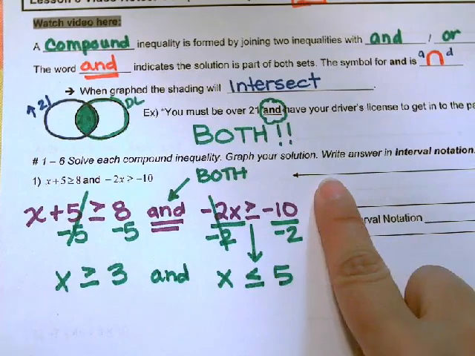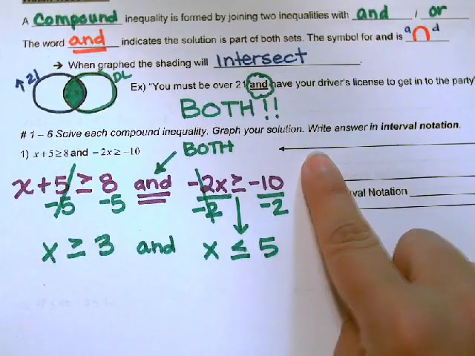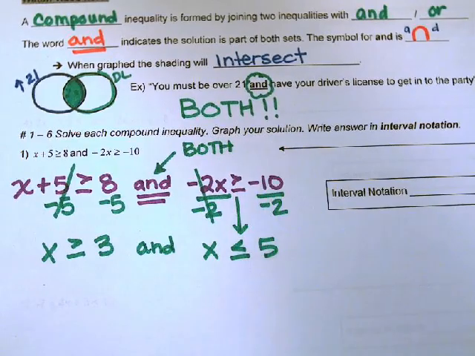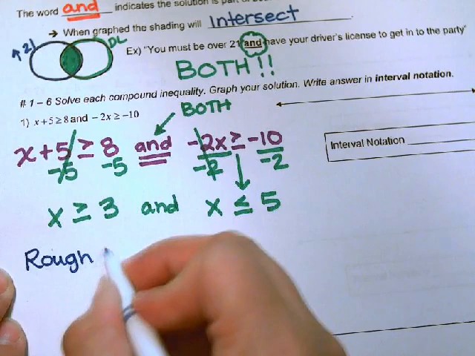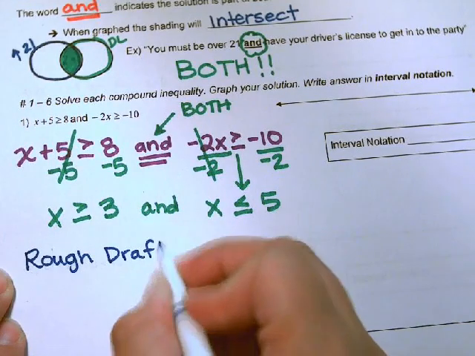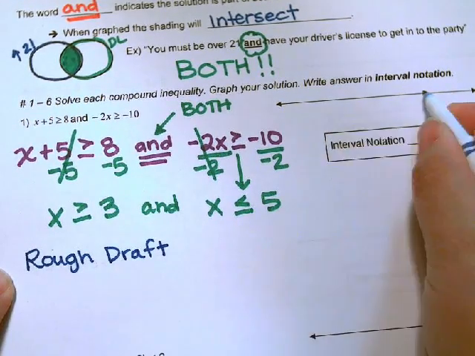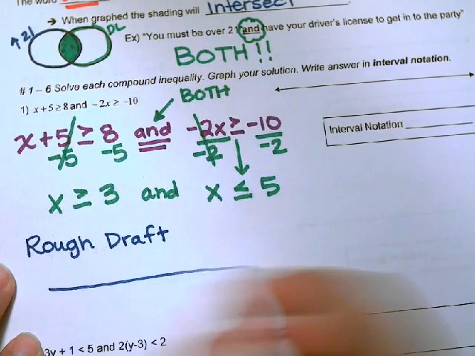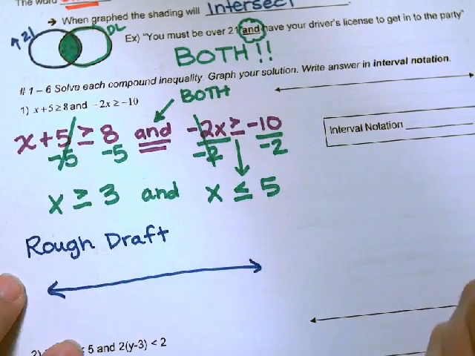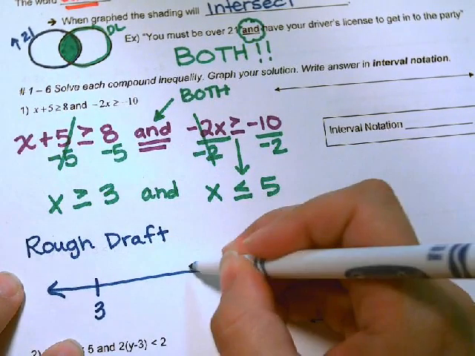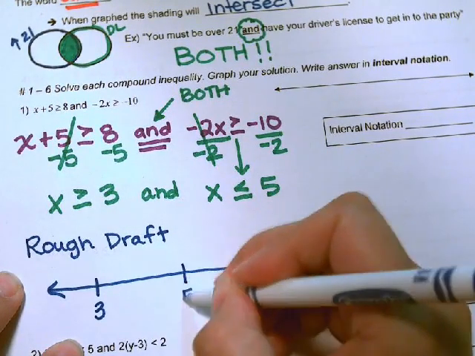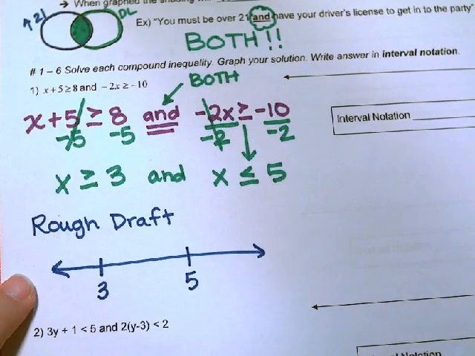So when we graph, we're going to graph our final answer. So it says graph your solution. So we're going to go ahead and do what I call a rough draft. Just like in English class, you do a rough draft before your final product. So that's what I'm going to do here. So I'm going to make a graph, and the smaller number always goes first. Larger number, 5 is a little bit away from 3 here, so it's going to go right here. And I'm going to graph them both on one graph.